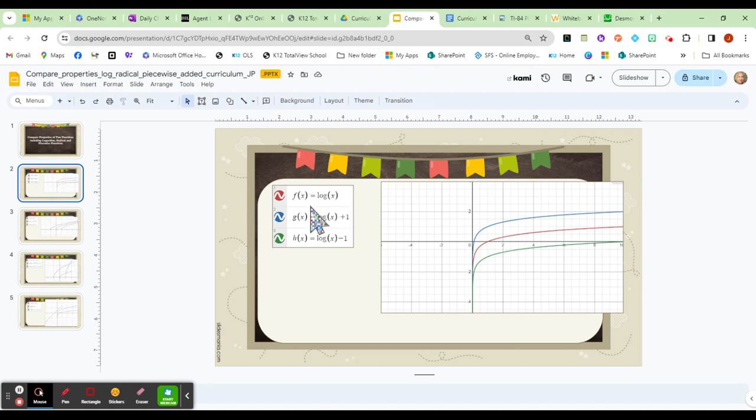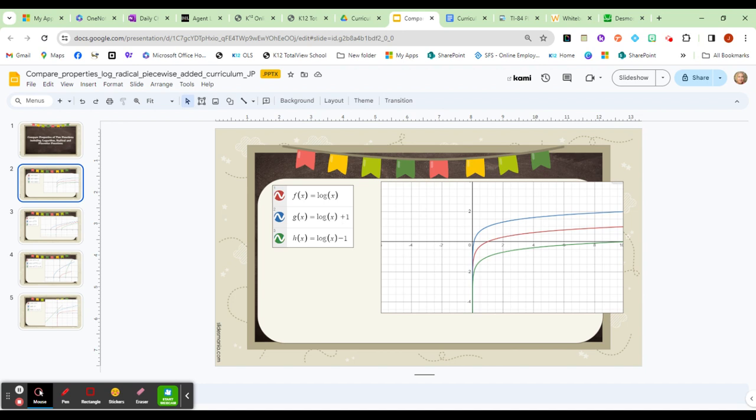And that's happening because if you look at the equation, the red graph is just log of x. The blue graph is log of x plus 1. The reason that the blue graph is higher than the red graph is because of that plus 1. So the blue graph is actually shifted up 1 unit.